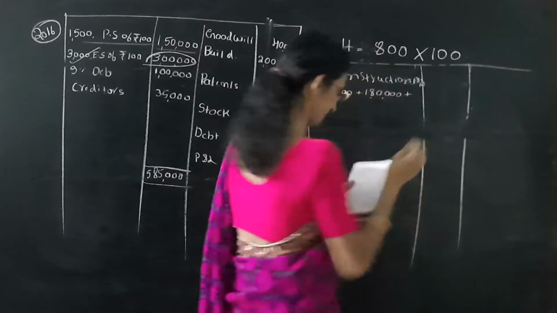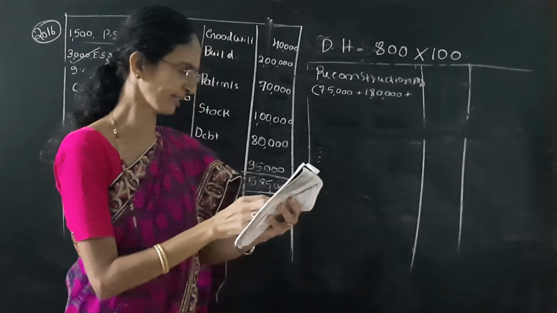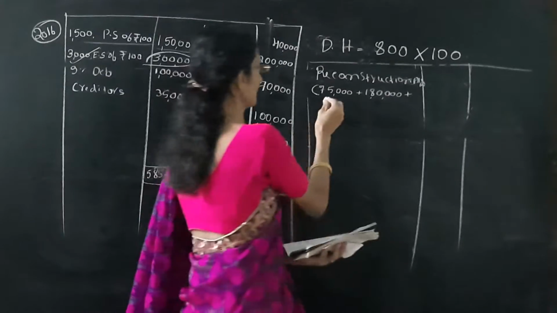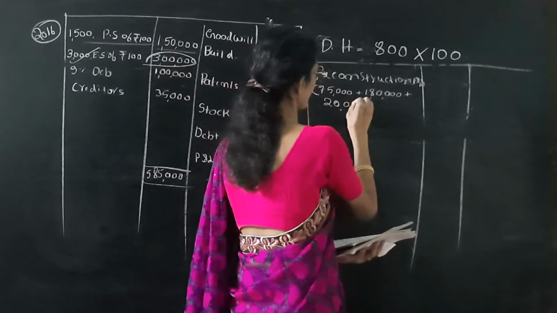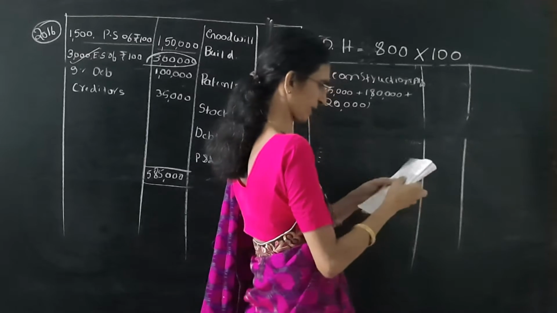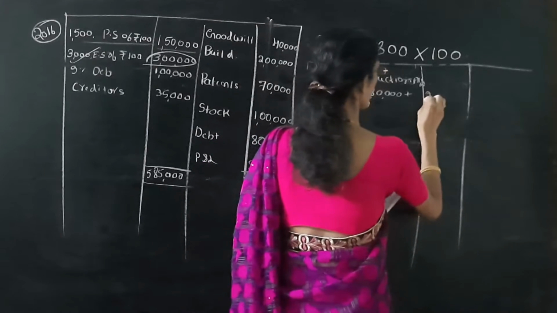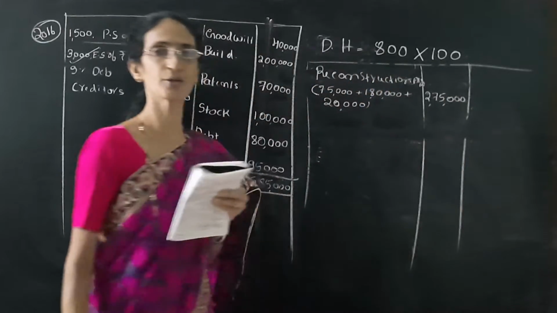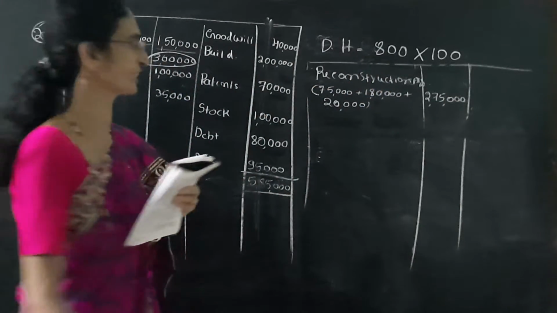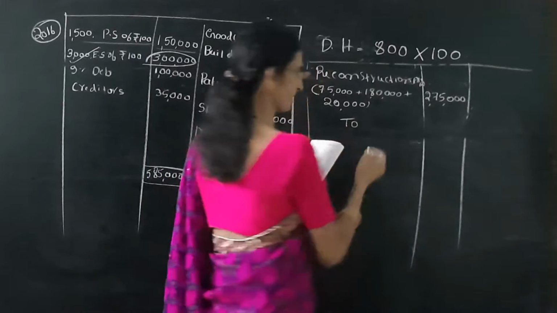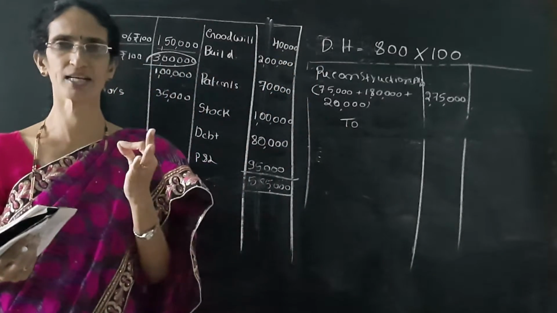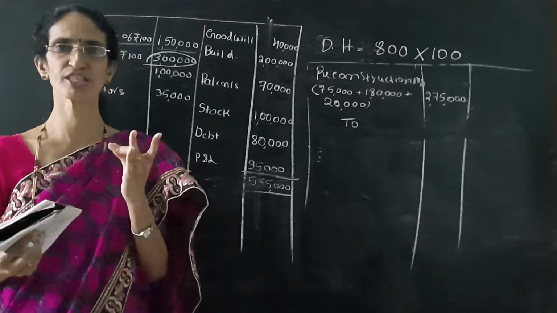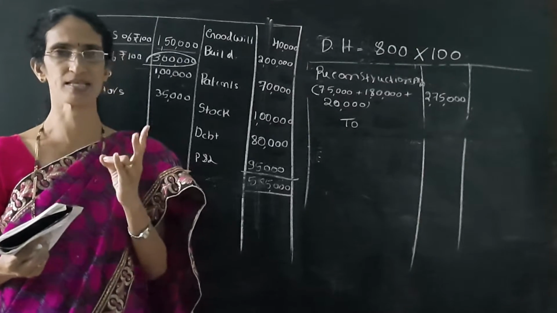1,80,000. Then regarding debenture entry, the reconstruction account balance is 20,000. So the total reconstruction account is 2,75,000. So first we have to eliminate the fictitious assets, that is goodwill, profit and loss account, discount on issue of shares and preliminary expenses.